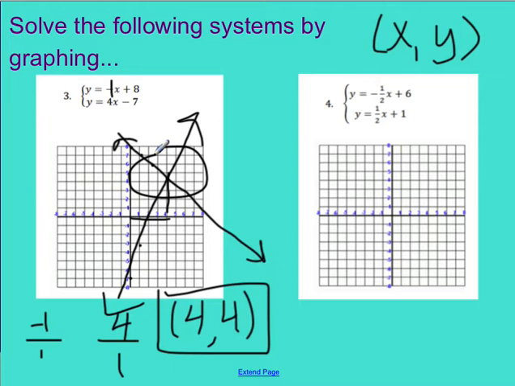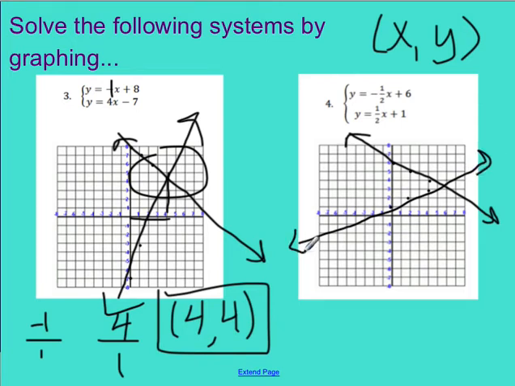So let's take a look at number 4. So for number 4, we're crossing the y-axis at 6. So we're going to go up 6 on the y-axis, which is right here. And then my slope is negative 1/2. So I'm going down 1, right 2. Down 1, right 2. So I'm going to go ahead and draw that graph in. There we are. Then for the second one, I'm crossing the y-axis at a positive 1, which is right here, and then up 1 over 2, up 1 over 2, and so forth. And I'm going to connect those dots.